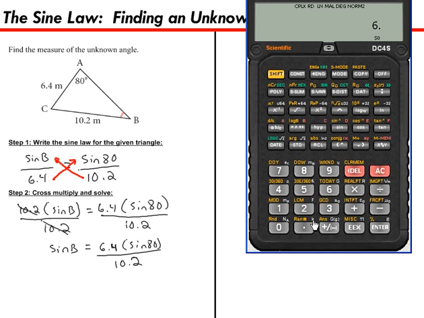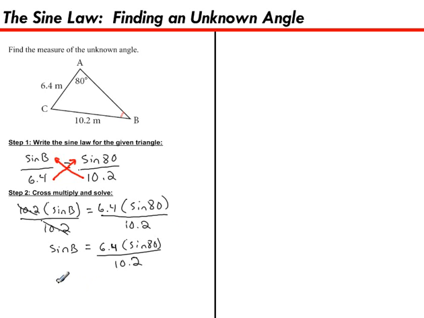I'm just going to say 6.4 multiplied with the sine of 80. I'll hit enter to get my answer for the top of the fraction. Then I'll divide it by 10.2 and hit enter again. And here's my answer, 0.6179. Four decimal places should be fine. So the sine of B is equal to 0.6179.